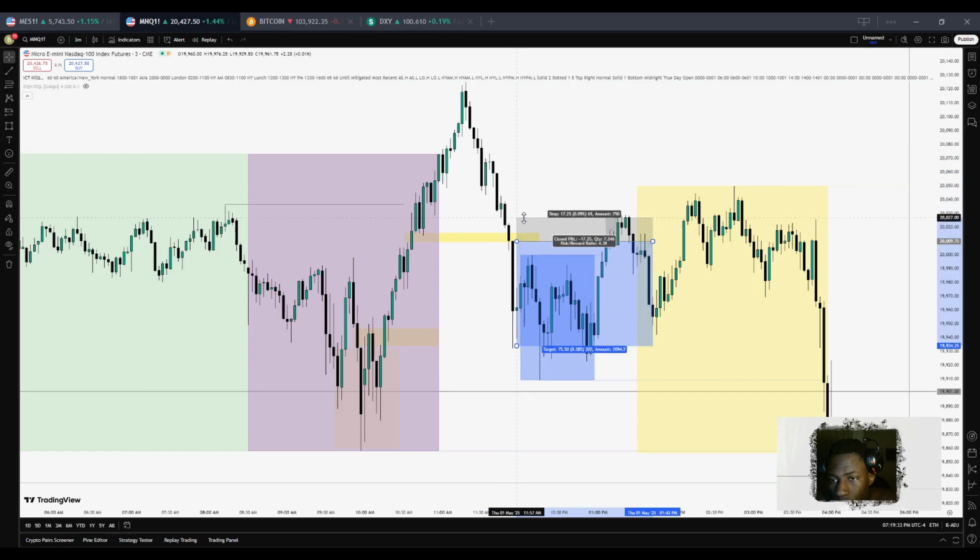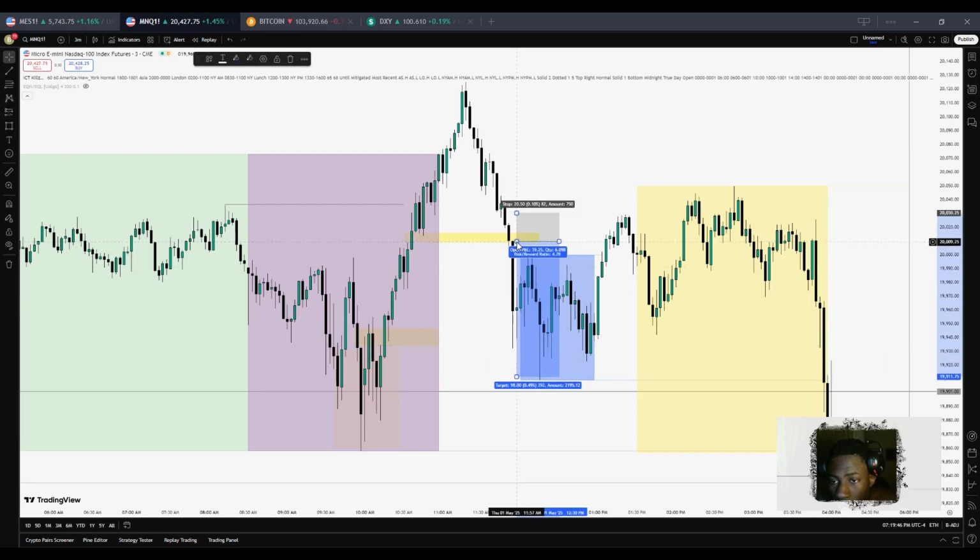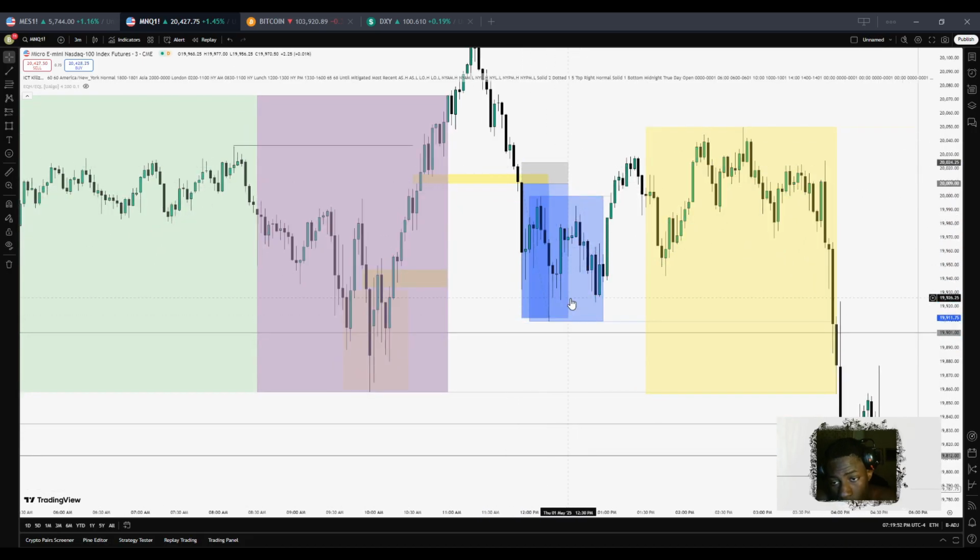and you have your stop. Personally, I risk 10 points on my trades. Any trade I take, I risk 10 points. So that's just my risk parameter. I don't really want to risk a lot. So you take your entry there, you risk 10 points, you put your stop on the candle that inverted the fair value gap, and then you take it to any lows.